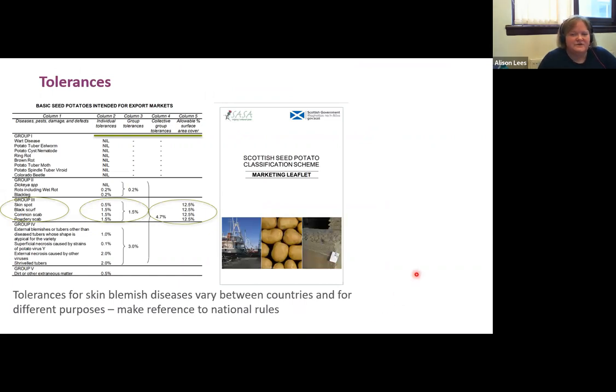So I wanted to mention that tolerances for skin blemish diseases vary between countries and for different purposes. So please make reference to your own national rules for inspection and export when thinking about allowable levels of disease or those that have a potentially economic impact. Blemish disease tolerances are often grouped together for this purpose, as illustrated here, with individual tolerances, group tolerances, and collective group tolerances. So please refer to your local rules.